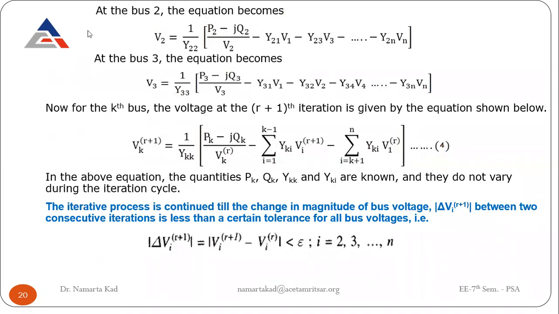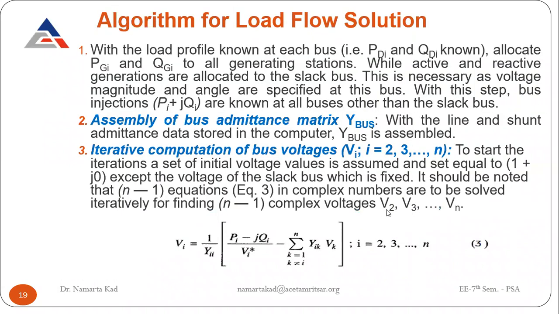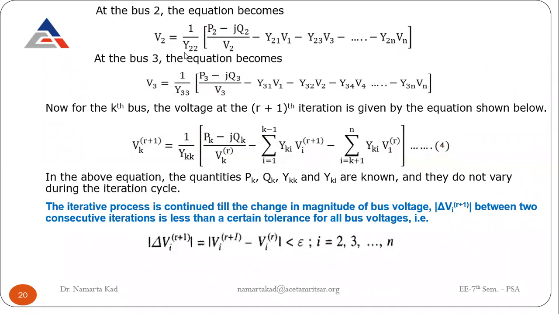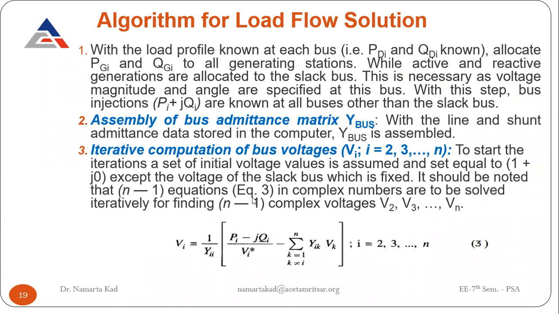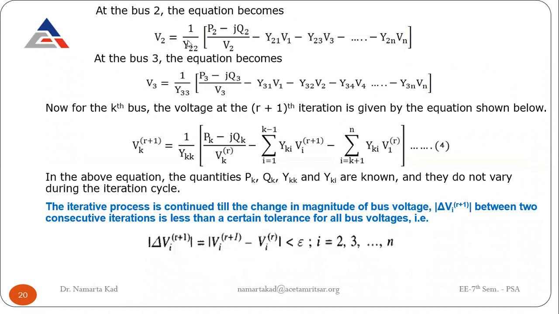Now see here, because we have to calculate the voltage firstly for bus number 2, then for number 3, then for the nth bus. So for bus number 2, V2 equals 1 upon Y22. See the equation: Vi equals 1 upon Yii, (Pi minus jQi) divided by Vi conjugate. So it can be written as V2 equals 1 upon Y22 times (P2 minus jQ2) divided by V2 conjugate, minus Y21 V1. See here the equation again.